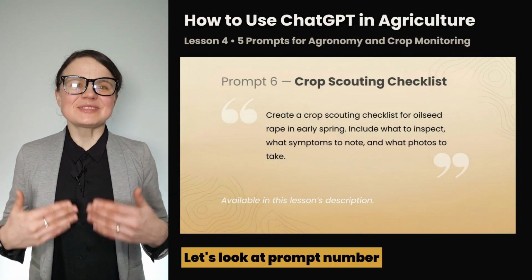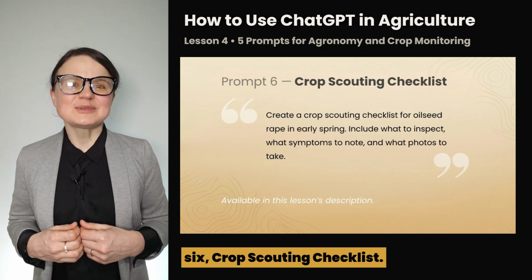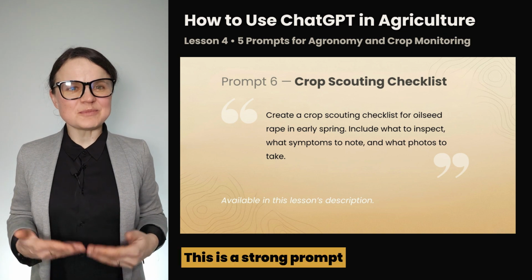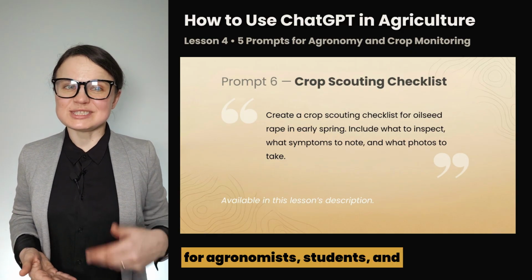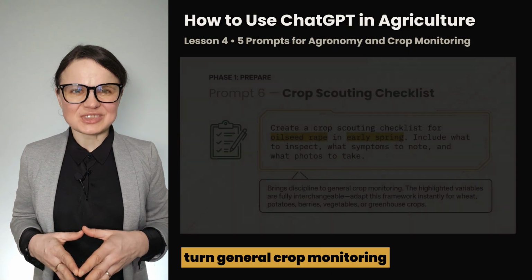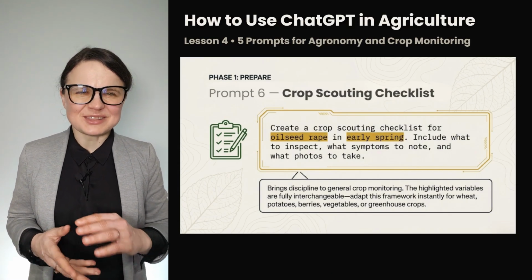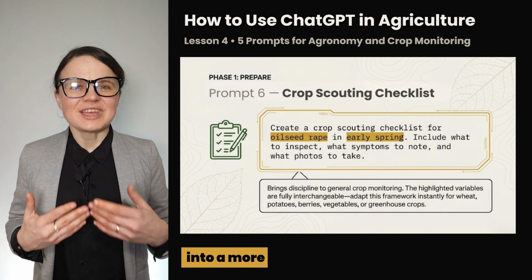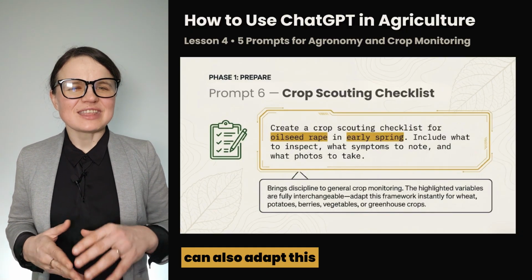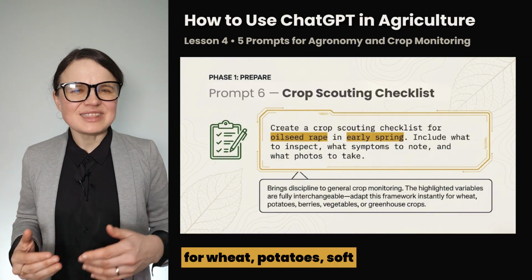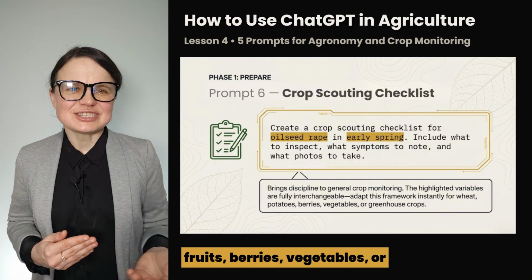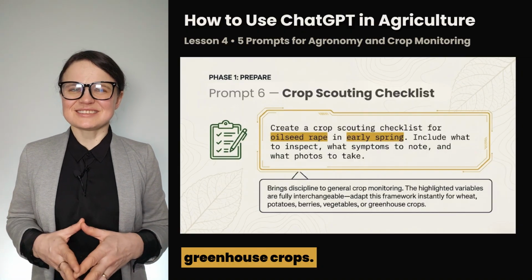Let's look at prompt number 6, Crop Scouting Checklist. This is a strong prompt for agronomy students and farm teams. It helps turn general crop monitoring into a more disciplined observation process. You can also adapt this for wheat, potatoes, soft fruits, berries, vegetables, or greenhouse crops.